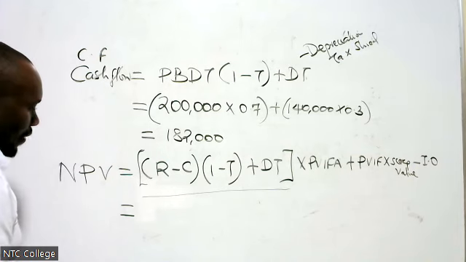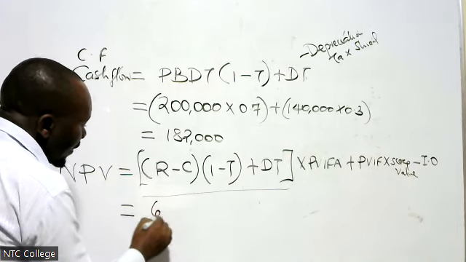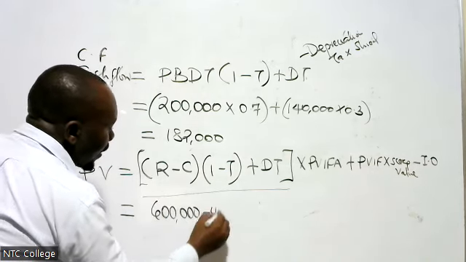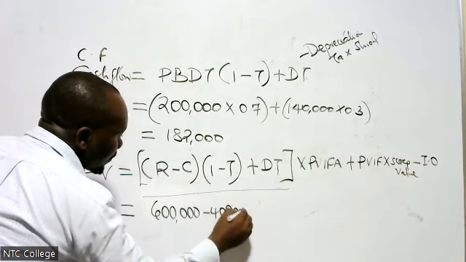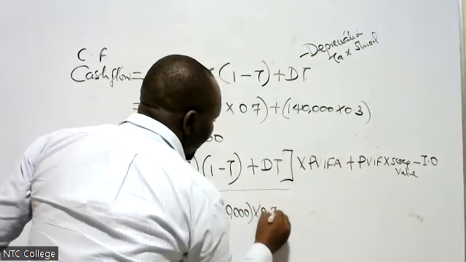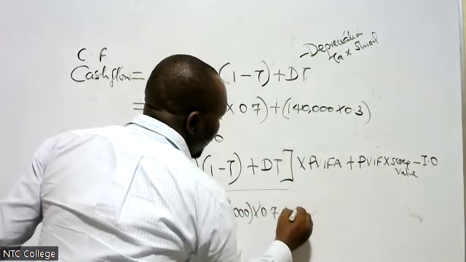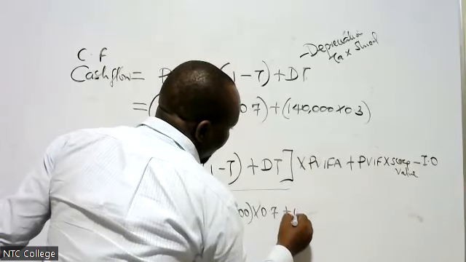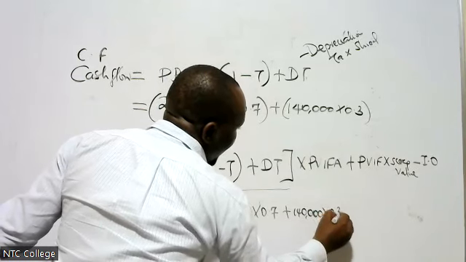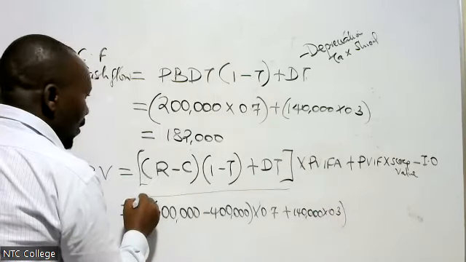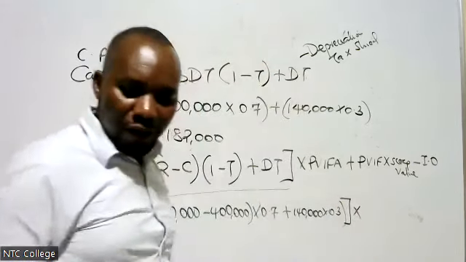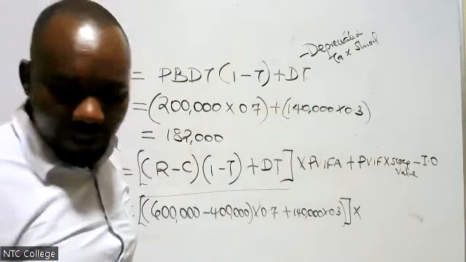We can now proceed and confirm if it is true that we shall get our NPV as you had seen in method 1. So we come and say 600, that is R, minus 400 times tax, which is 0.7, plus depreciation tax shield, which is 140 times 0.3. All this you multiply with PV, which was 2.4869.